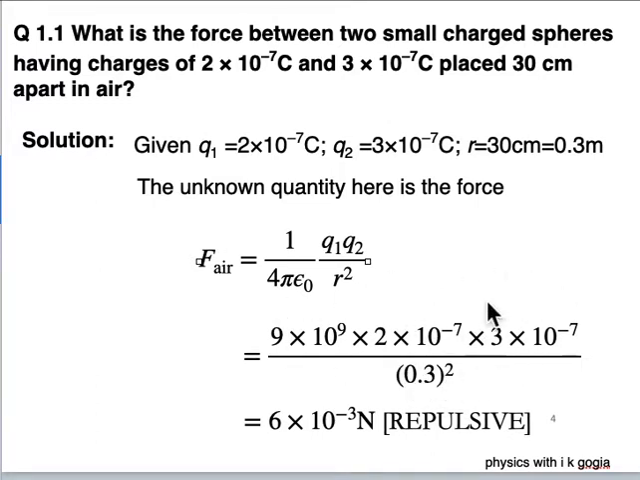Solving this is a simple calculation, because 3 into 3, 9 will cancel out. You will be left with 3 into 2, 6. The force comes out to be 6 into 10 to the power minus 3 Newton, and it is a repulsive force because the charges are like charges or similar charges, both are positive charges.